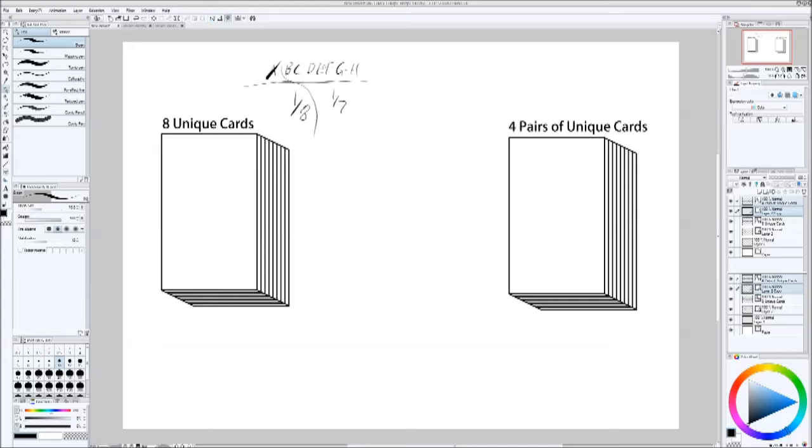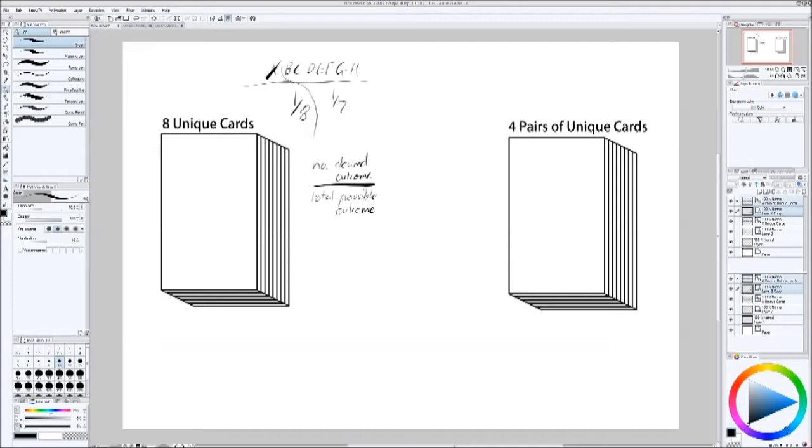So the general idea is number of desired outcomes, all divided by total possible outcomes. So in this case, a desired outcome is whichever card it is that you're wanting, and then the total possible number of outcomes is how many cards are left.